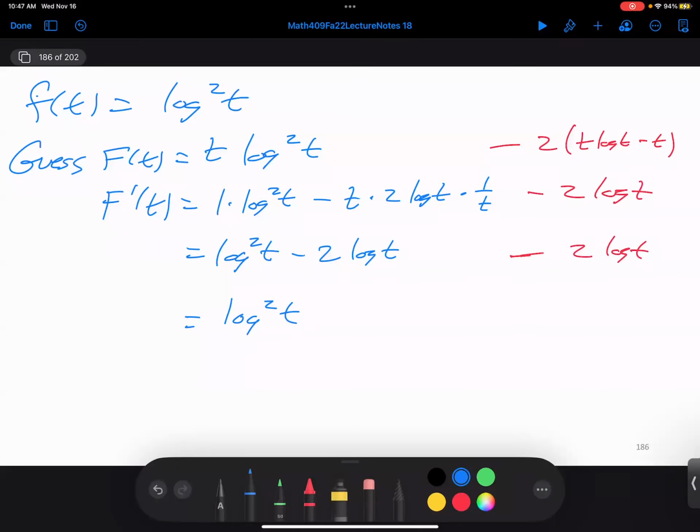So in general, f of t equals log to the n of t, n a positive integer. But do you think we'll be able to find a nice function when n is a positive integer? What do you think? We just did it when n equals 1. We just did it with n equals 2. What might make you feel a little bit more comfortable?